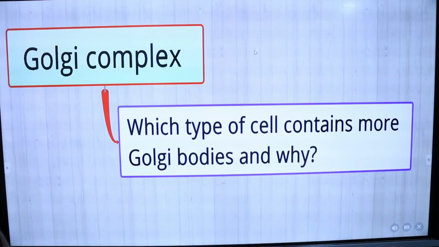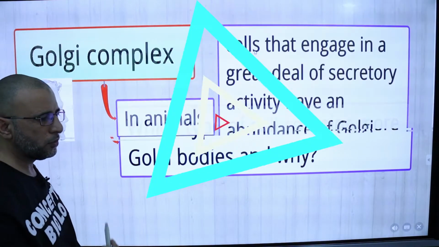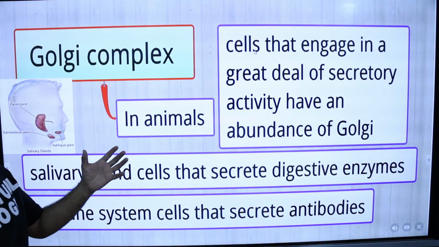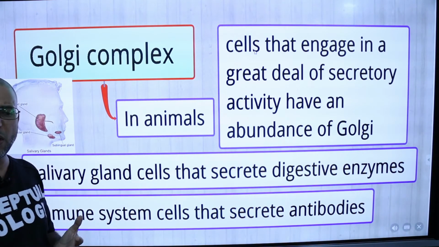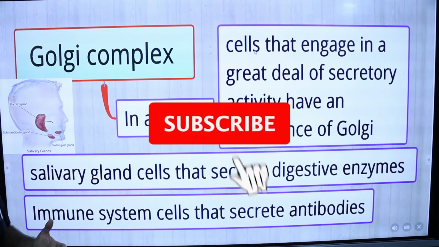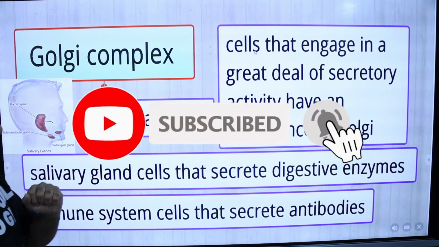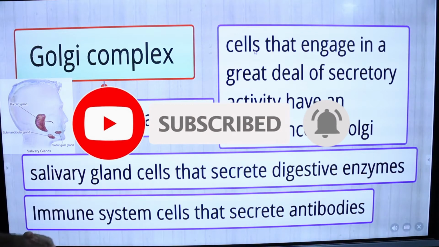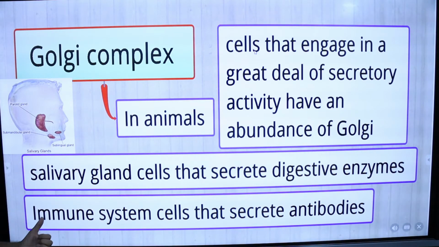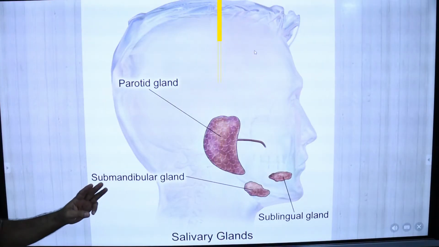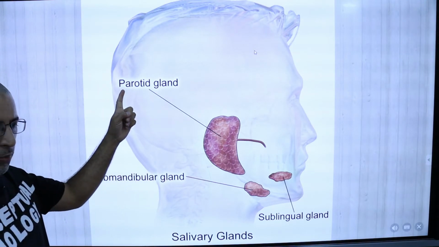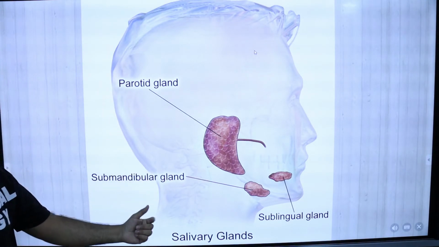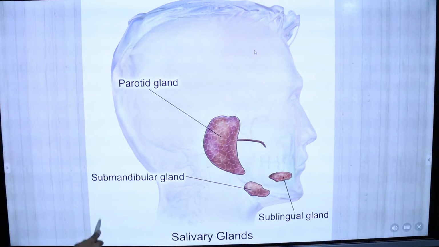Which type of cell contains more Golgi bodies and why? Cells that engage in a great deal of secretory activity have an abundance of Golgi complex. Examples are salivary gland cells, which secrete digestive enzymes, and immune system cells like white blood cells, which are involved in the production of antibodies. We have three pairs of salivary glands, that is parotid gland, submandibular gland and sublingual gland.